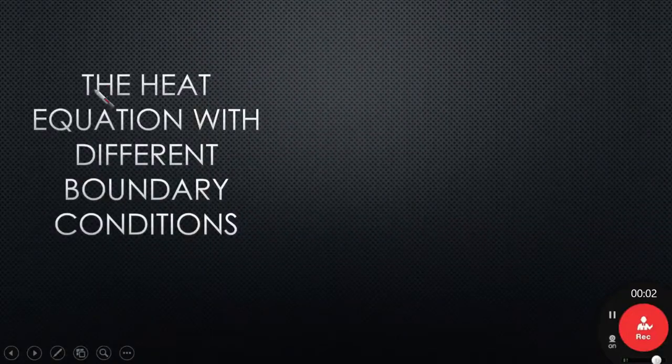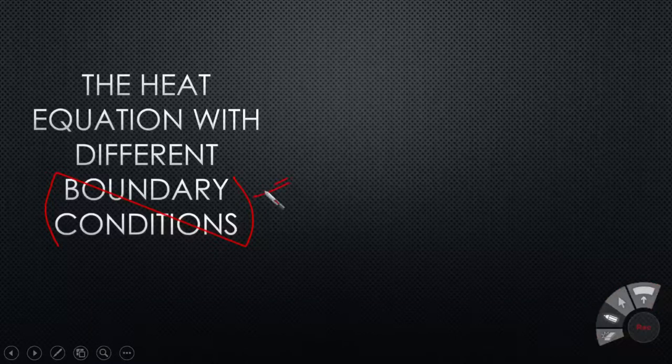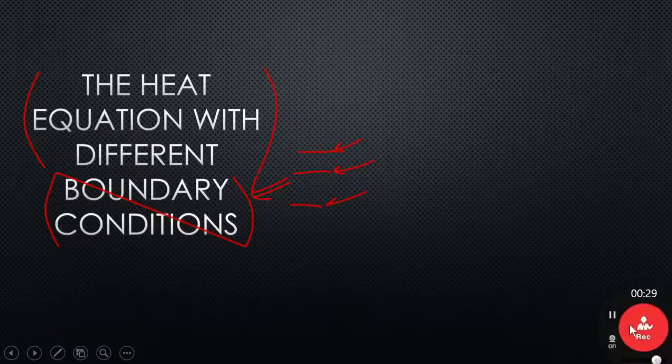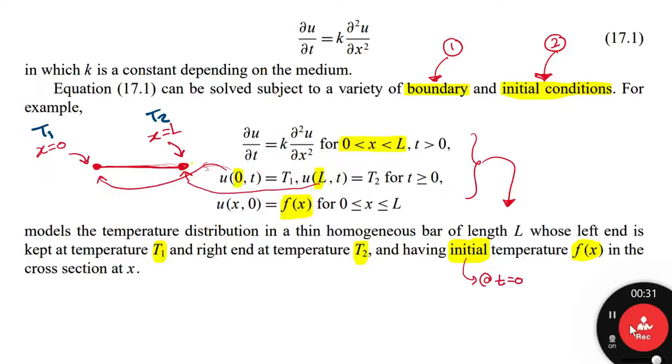Okay, so in this video I'm going to talk about the heat equation with different boundary conditions. We are going to look at different boundary conditions and initial conditions as well, sort them out, and tell how we can utilize the boundary conditions and the initial conditions in order to represent our heat equation. Okay, so let's jump directly to the first part.